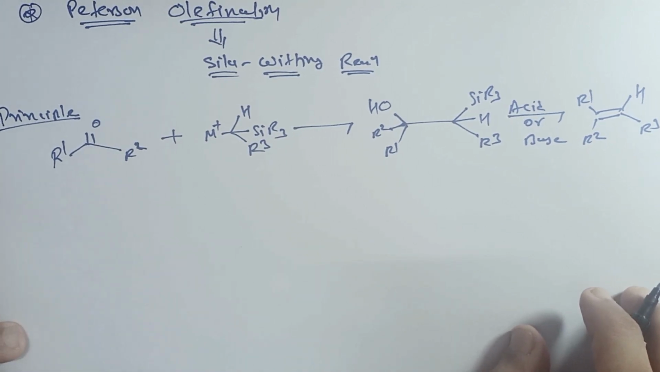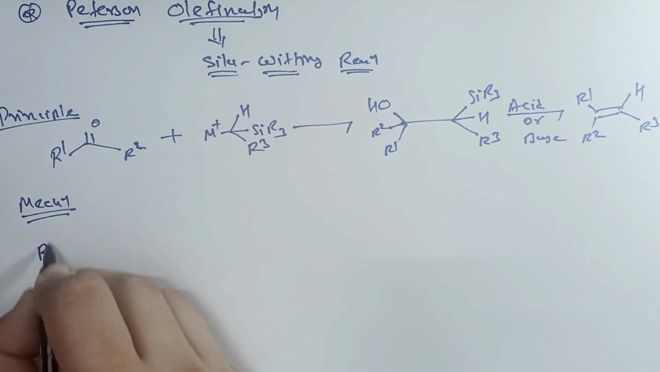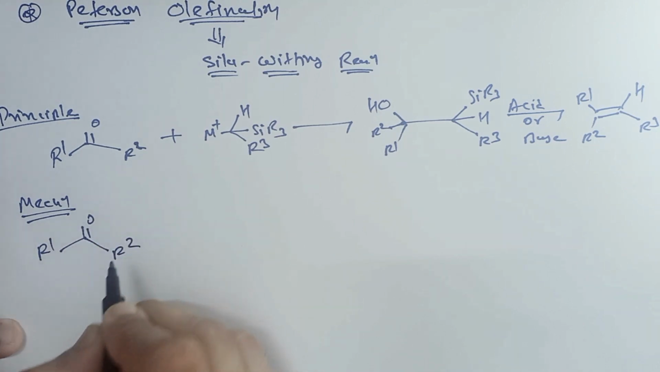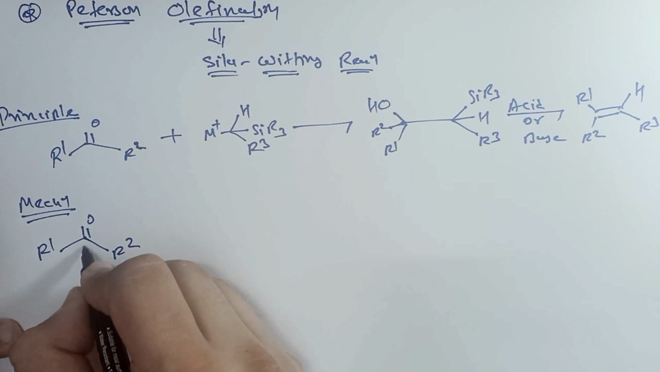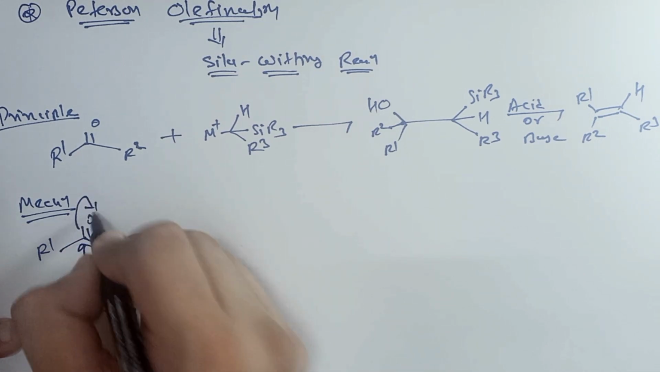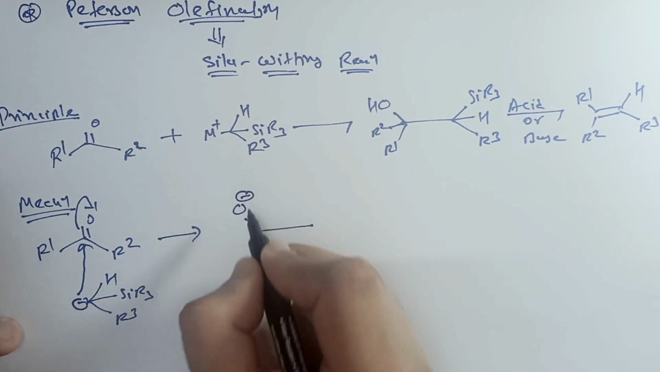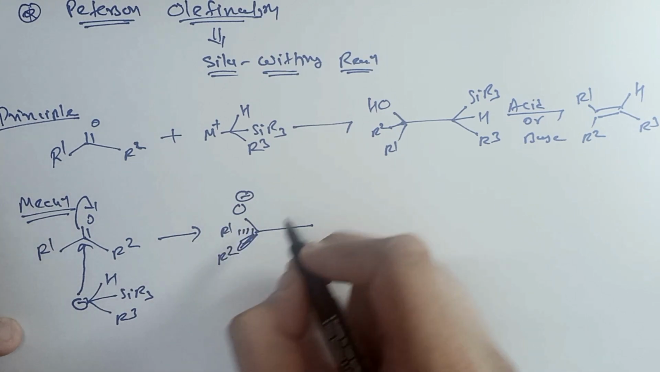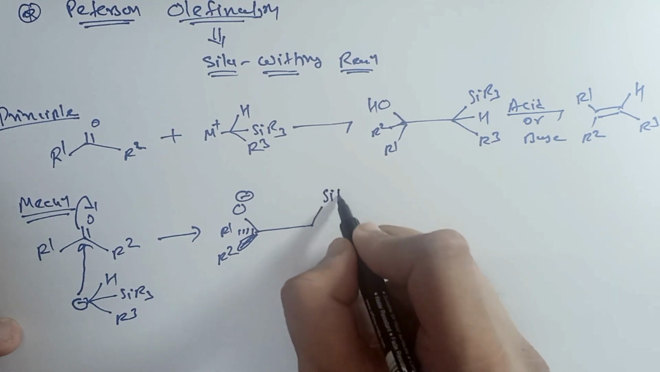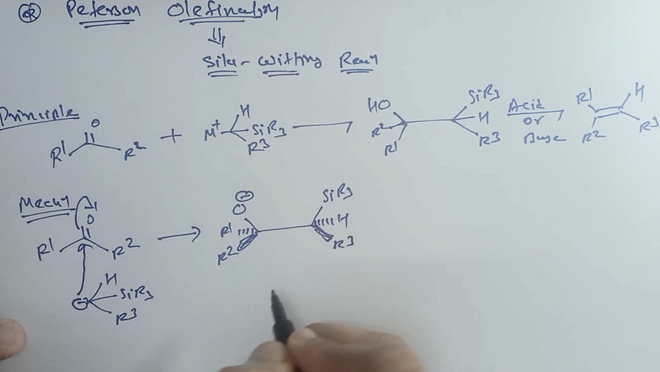Now let us understand it by its mechanism. Suppose you have R1 C double bond O R2 here. When it is reacted with the silicon derivative, which has a carbanion charge, this negative charge will attack the positive charge of the carbonyl carbon. It will fall over here, so it will produce an intermediate like this. Here we have an oxygen minus charge. Here I put R1 at the back side, R2 on the front side. Here we have the SiR3 group. The H group will be at the back side and R3 on the front side.